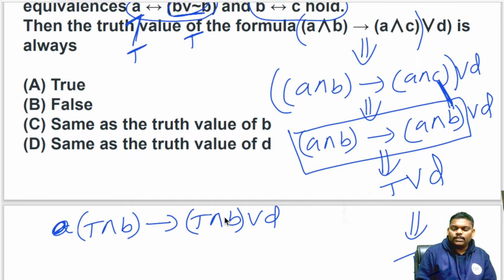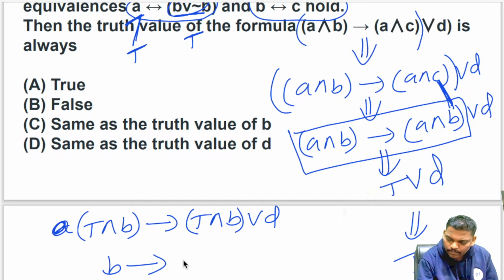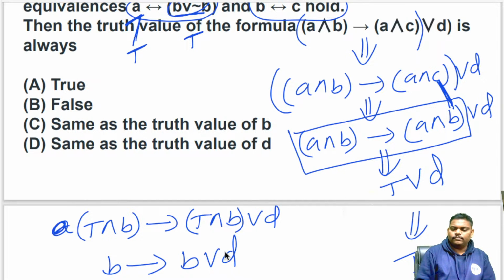Just go to the table. True and B means, I think, left side B. True and operator B. B implies true and B. True and B, so B. B or D. Check if I have done anything wrong.